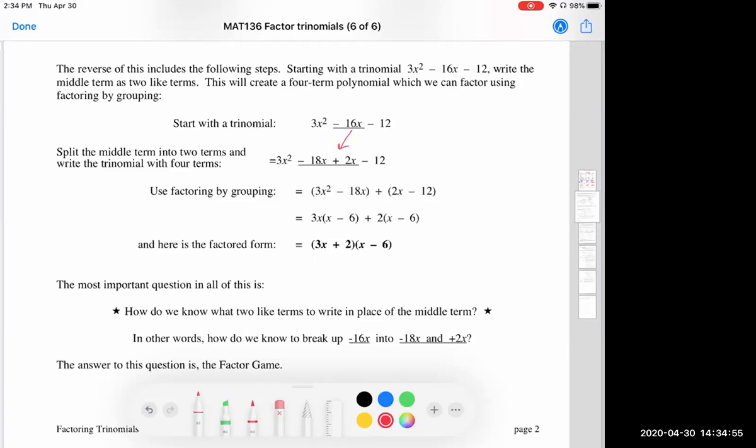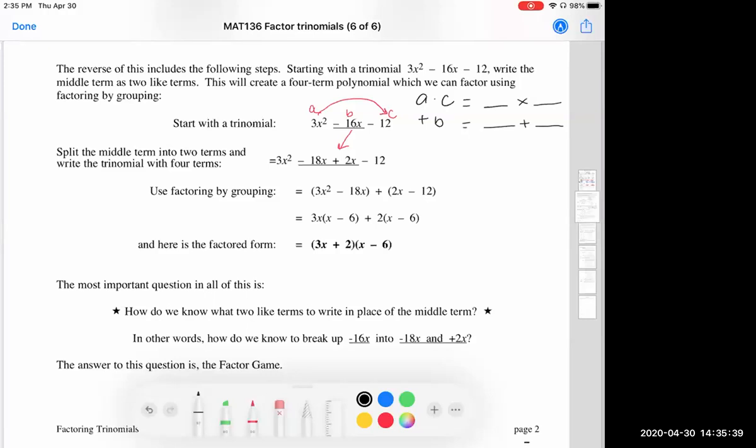Now, how do you find those two numbers? We're going to use our factor game. Each term has a name, A, B, and C. Your A is always attached to the square, your B is attached to the x, and your C is your constant. So you do your factor game. You have to multiply A and C, A times C, and you want the sum of them to be your B. So what two numbers can I multiply to get A times C such that those same two numbers add up to give you B?